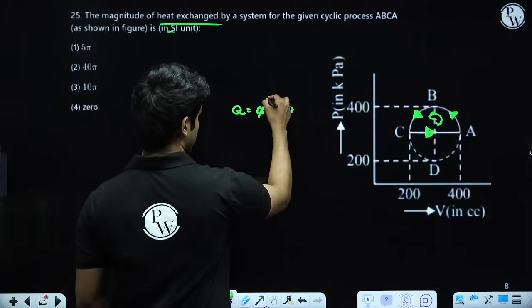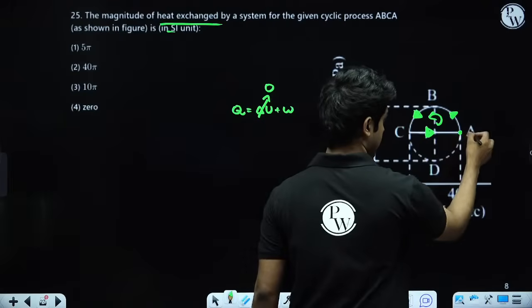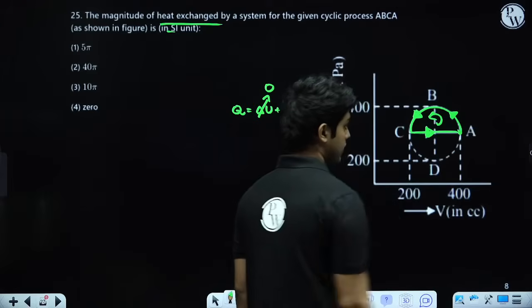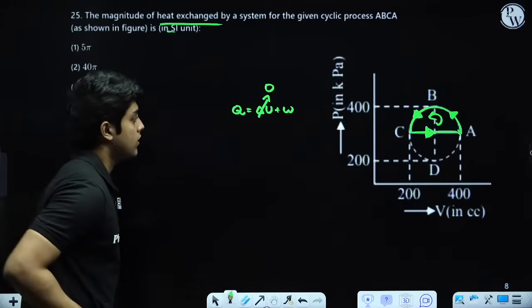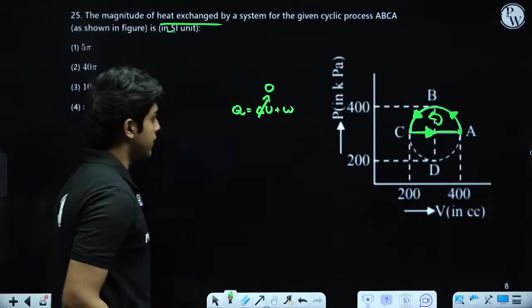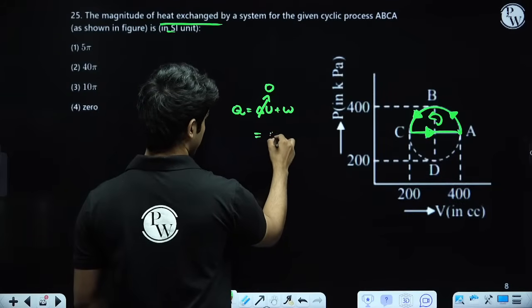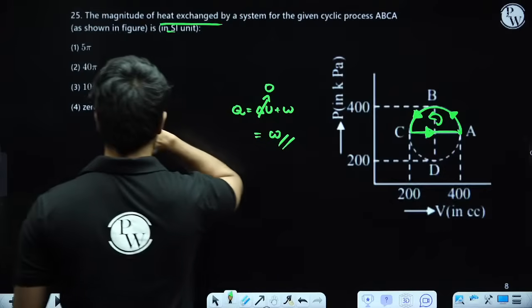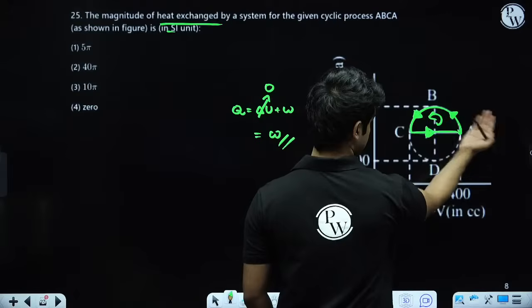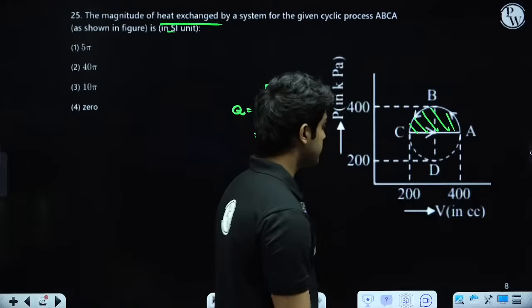Delta U will be 0 because this is a cyclic process, right? We are starting from A, and at A, let's say the internal energy is UA. We are going and completing a cycle and coming back. So delta U is 0 because it is a state function. The initial state and final state are the same, so delta U is 0. So we needed the Q, which is simply going to be the work done. Work done, if we have the PV graph, is simply the area. This is a semicircle. So the area of this semicircle is the answer.